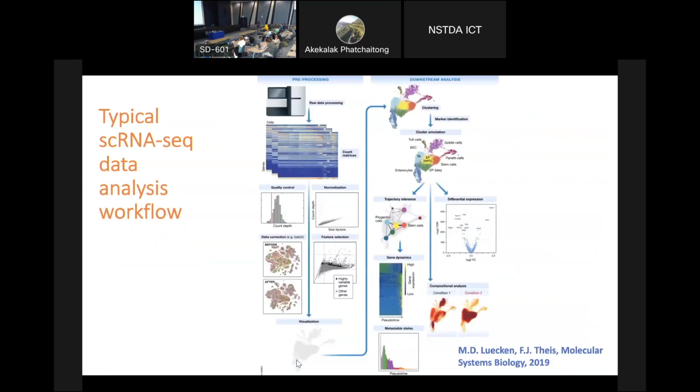All right, so the typical scRNA-seq data analysis workflow is very similar to what I have covered earlier. So I'm not going to go through it, but generally you do your pre-processing, and then you do your sequencing. You get your image, then you do your quality control, you normalize, you do some batch correction, you do some feature selection, and then you're down to downstream analysis, and you can have your differential expression analysis too.